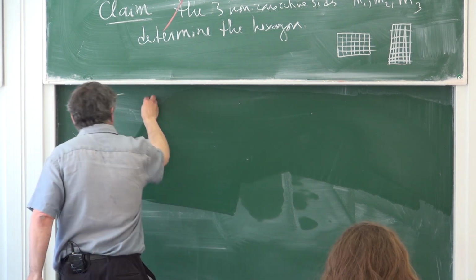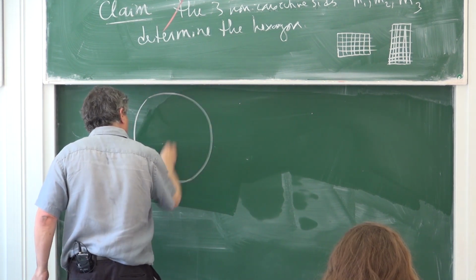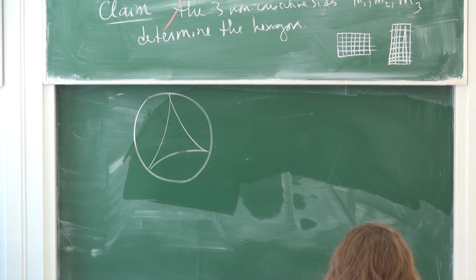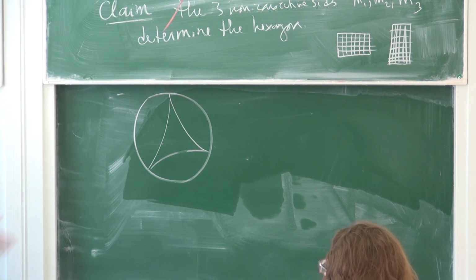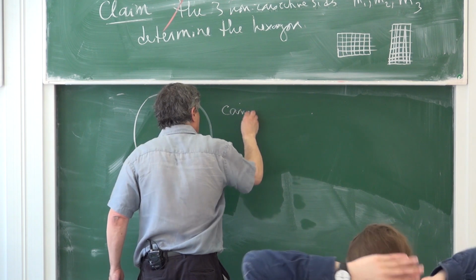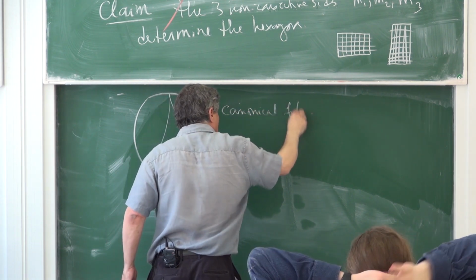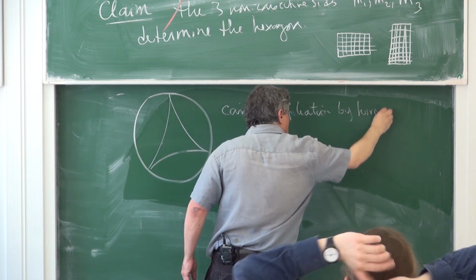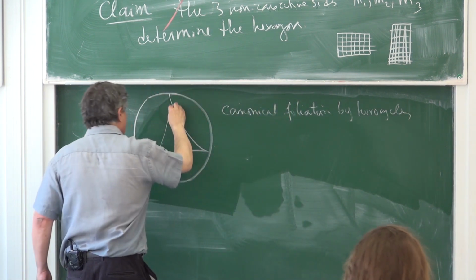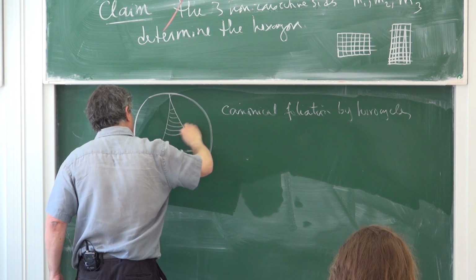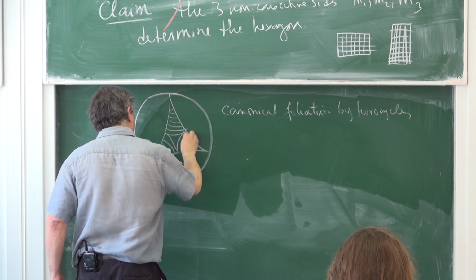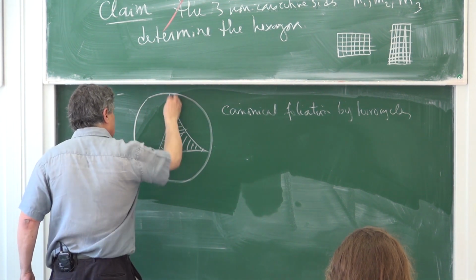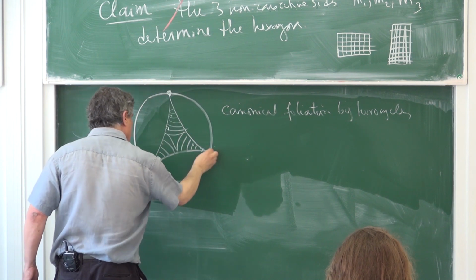Objects, and this is what I wanted to recall, that on an ideal triangle, you have a canonical foliation by horocycles perpendicular to the boundary. The pieces of horocycles are centered at the three points at infinity.